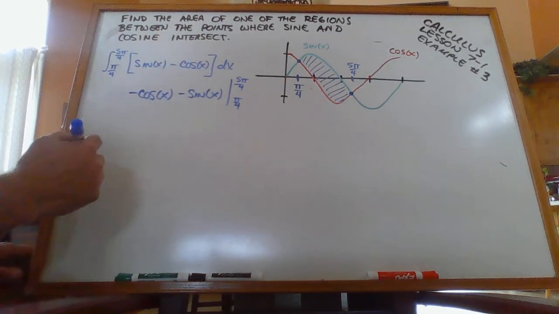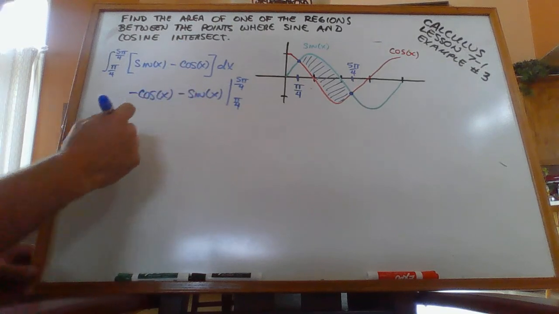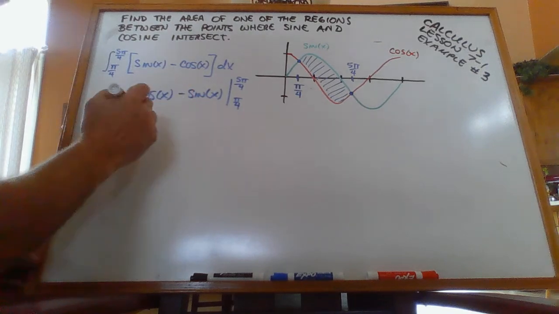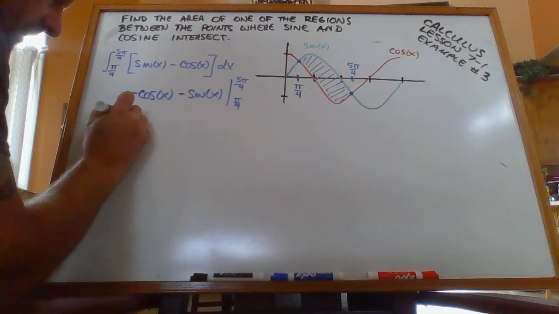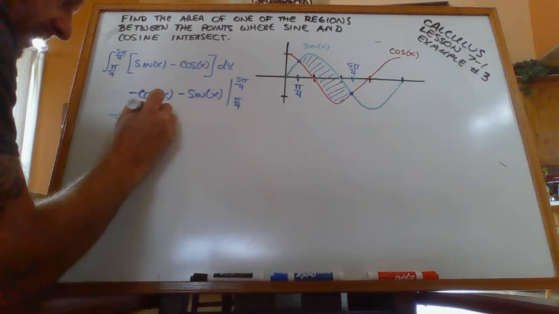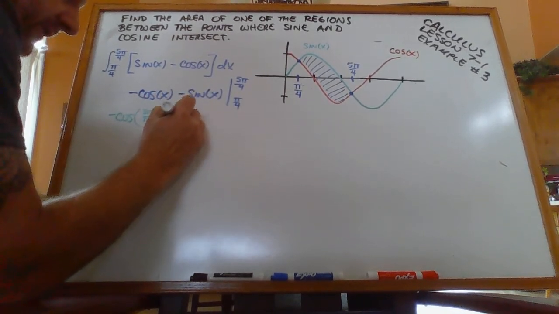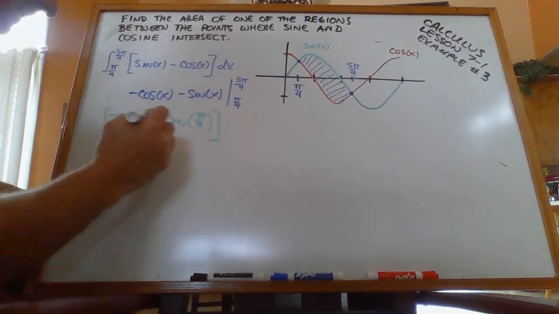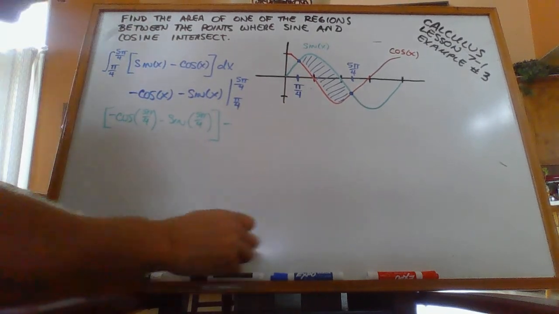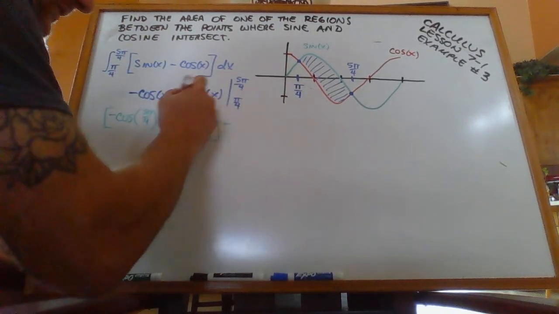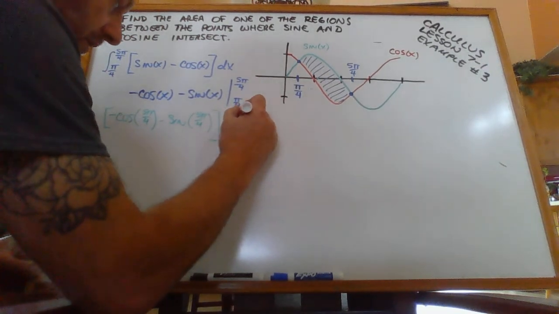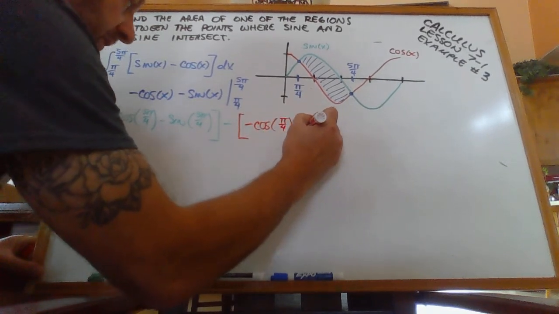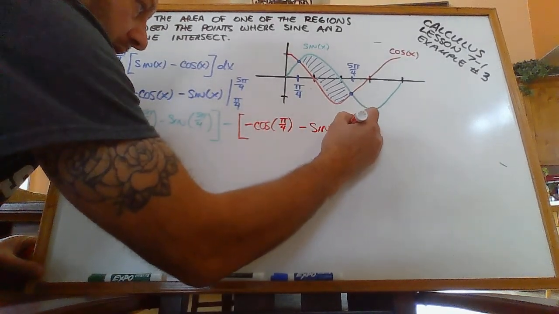Okay, so pretty simple to integrate. We're going to go ahead and throw these points in there. So the first curve is going to be negative cosine of 5 pi over 4 minus the sine of 5 pi over 4. And then we're going to subtract from that the second curve, or the bottom of this thing. And that's going to be minus cosine of pi over 4 minus the sine of pi over 4.